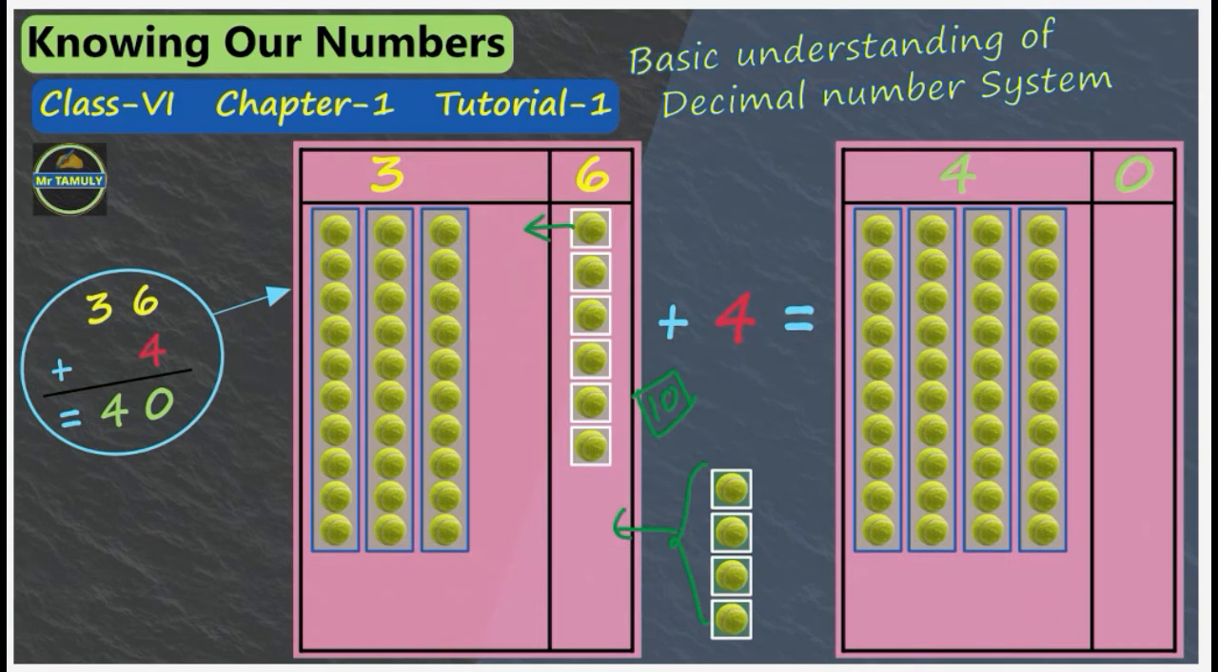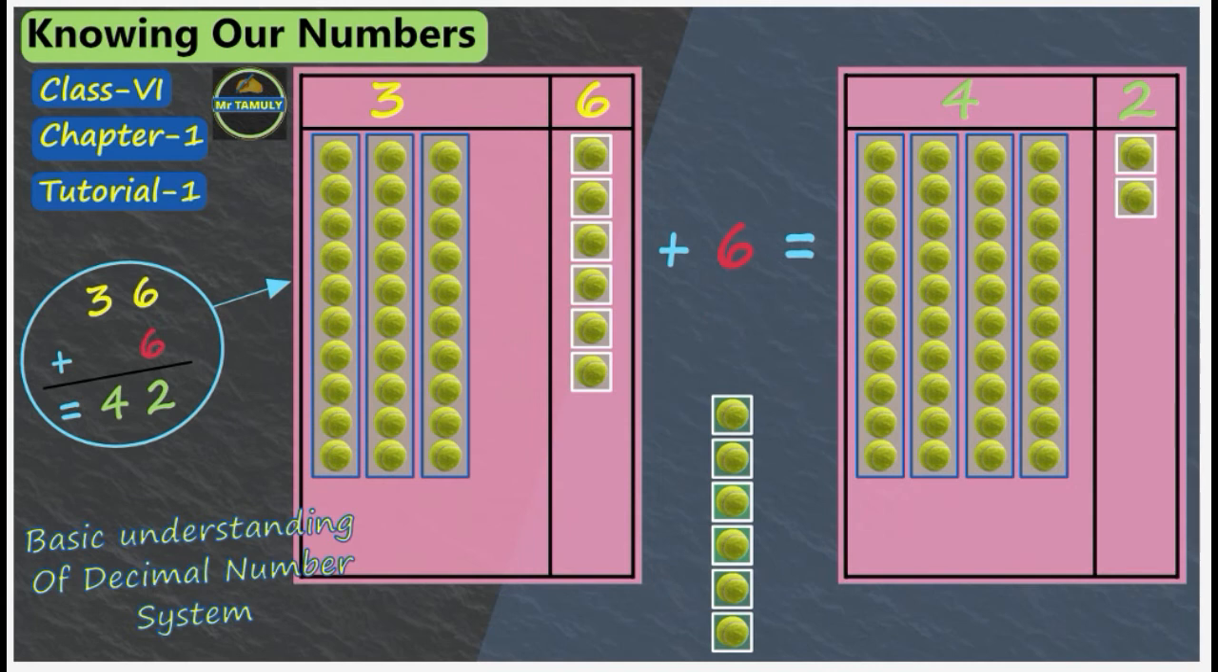So in the previous example, you have seen how 10 ones make a 10 and the 10 tennis balls move to the second place. So let's see one more example. In this example, we are adding 6 to 36, so the answer will be 42. Let's see the animation to understand the movement of the tennis balls. So the thing we are trying to understand here is 10 ones make a 10. So let's see the animation first.